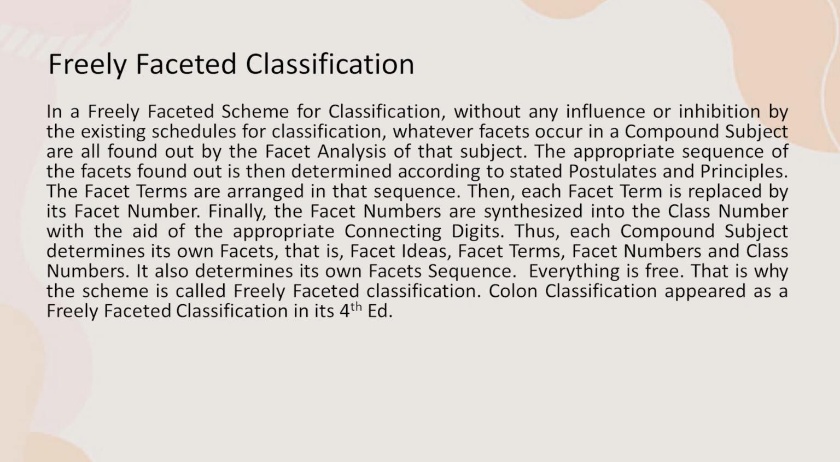Thus, each compound subject determines its own facets, that is, facet ideas, facet terms, facet numbers, and class numbers. It also determines its own facet sequence. Everything is free. That is why the scheme is called freely faceted classification. Colon classification appeared as a freely faceted classification since its fourth edition.